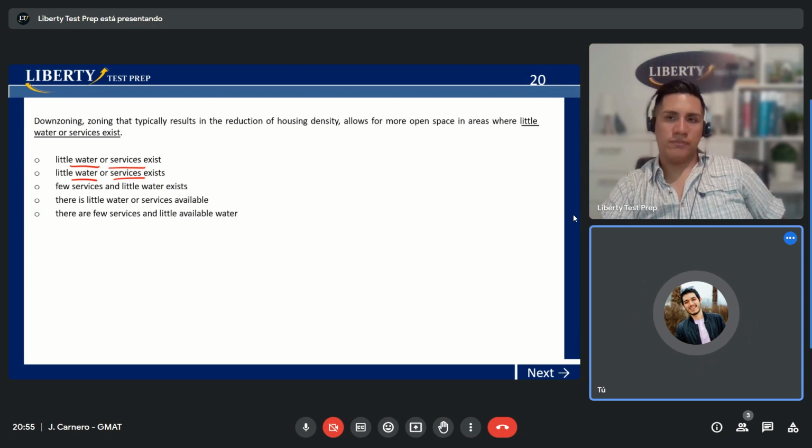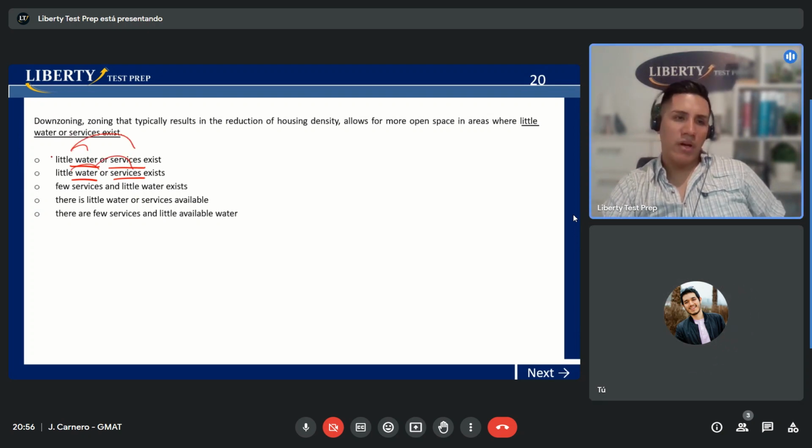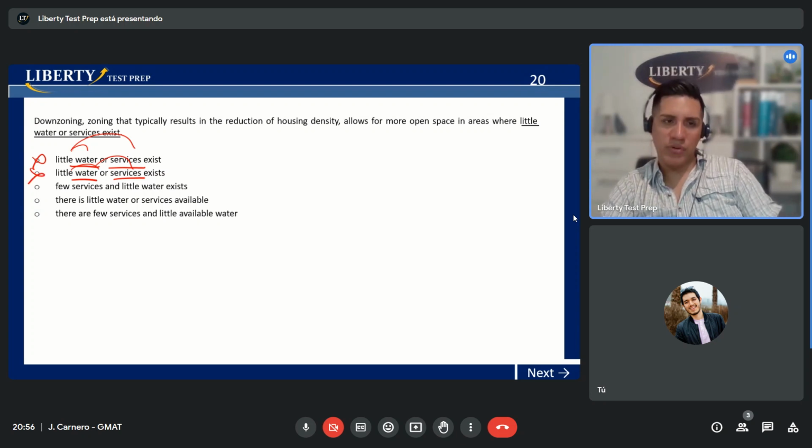In the first one, it looks like little is modifying both. Just one of those is uncountable, with water. Right. Okay, that's good. Little, you need few services or fewer services, right? Yes. Few in this case. Nice. Okay, what's wrong with the other ones?